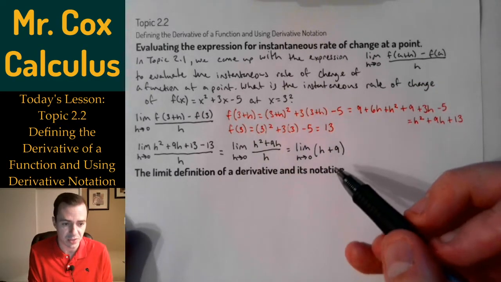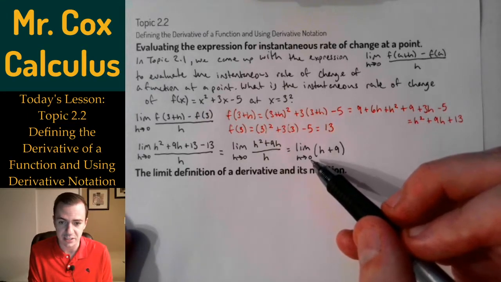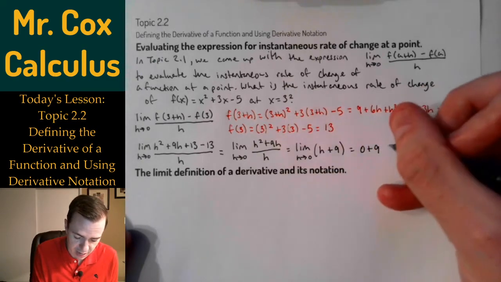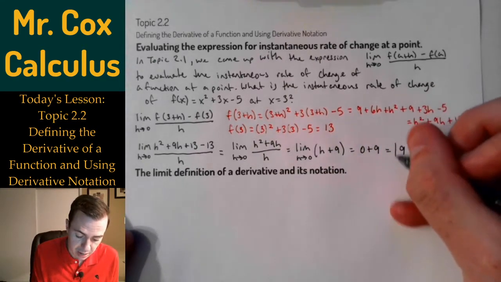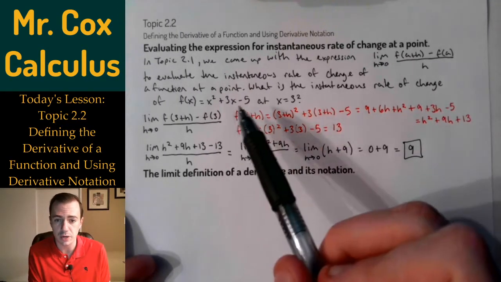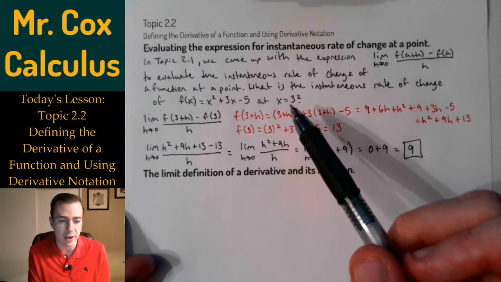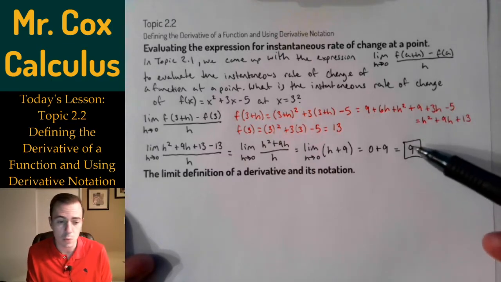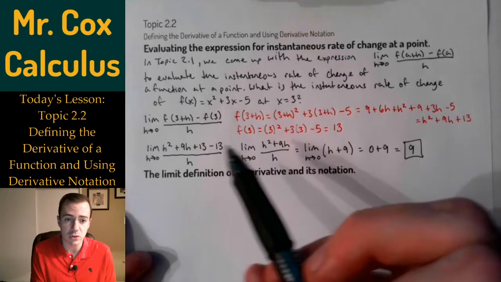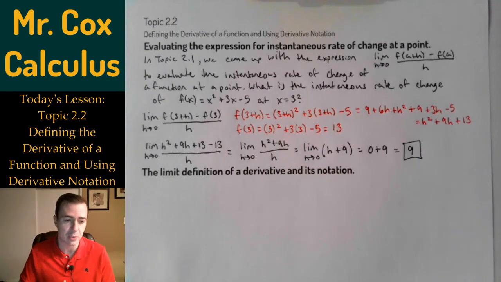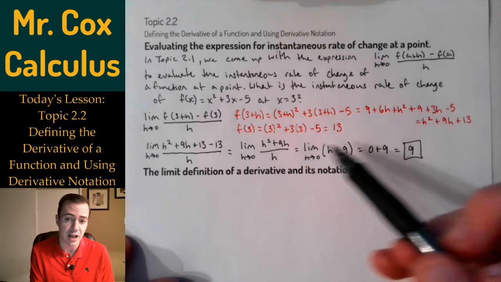I can evaluate that with direct substitution, which means substituting 0 in for my h. So this is 0 plus 9, which equals 9. And that's the value of the instantaneous rate of change. If you were to graph this parabola and look at the point x equals 3, the instantaneous rate of change at that point would be equal to 9. And now that we know limits, we can evaluate it rather than building those big tedious tables that we did in topic 1.1. We get this answer by simply evaluating a limit.